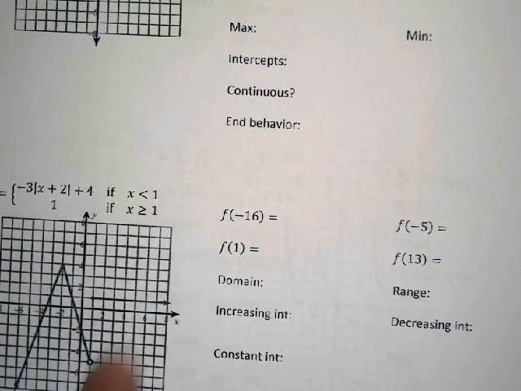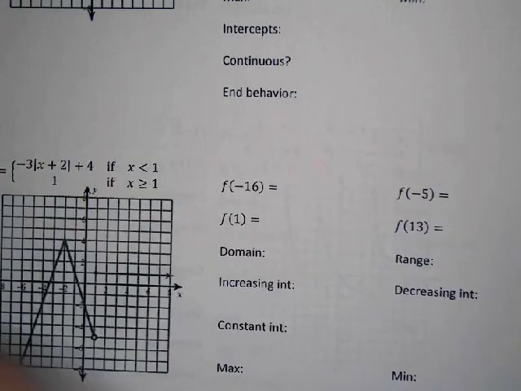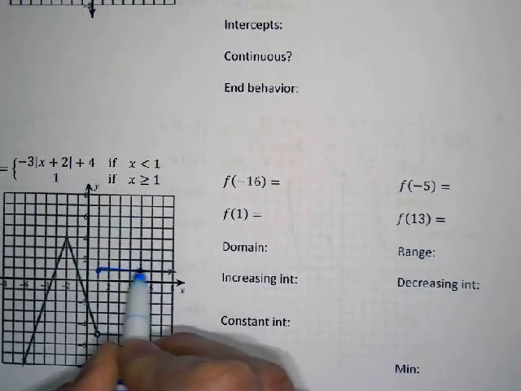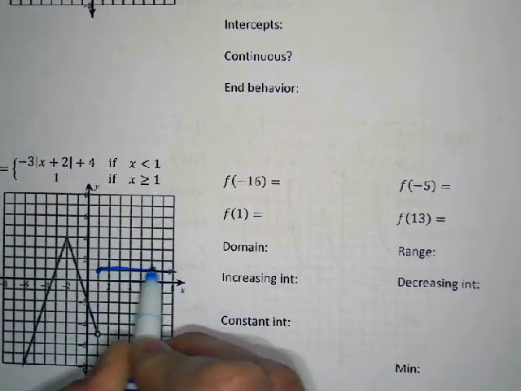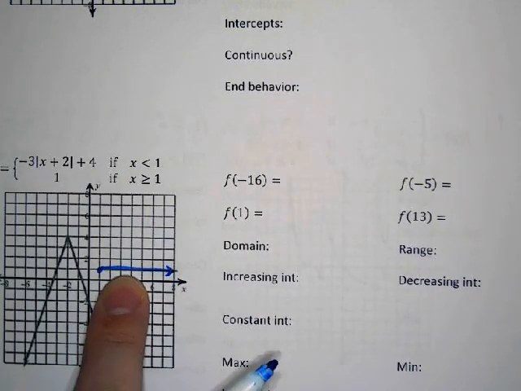Number 2 is hard to see. There's a horizontal line right here that is really easy to not notice. So you might fix that on yours. There's a horizontal line right there.